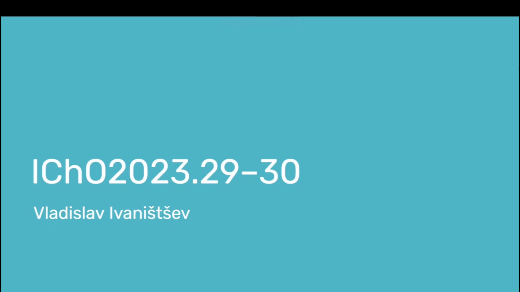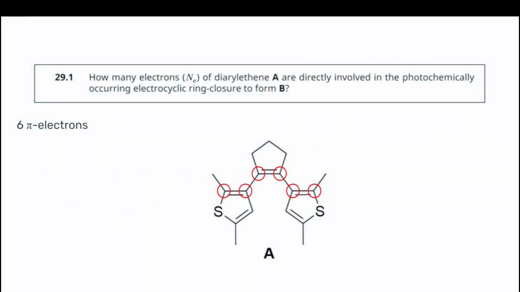It is IChO 2023, and we have problems 29 and 30 about pericyclic reactions. 29.1, question number 1, asking how many electrons in diarylethane A are directly involved in the photochemically occurring electrocyclic ring closure to form B. And the answer is 6 electrons.